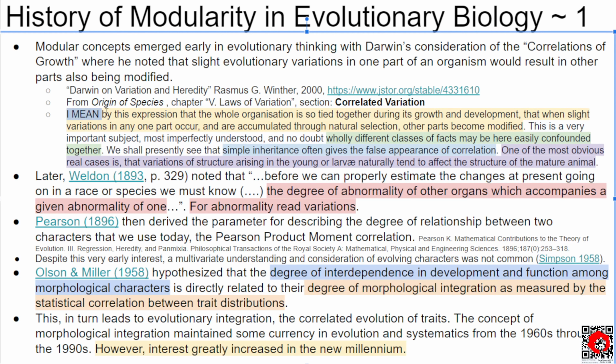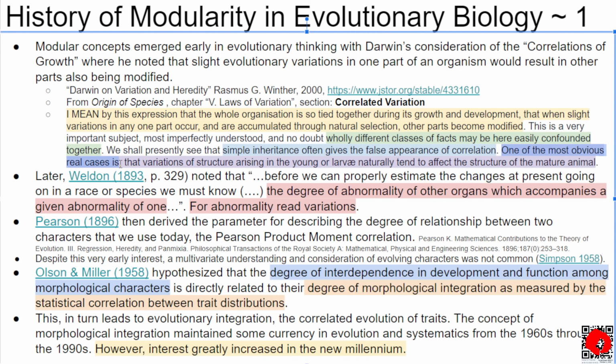And Darwin writes, I mean by this expression that the whole organization is so tied together during its growth and development that when slight variations in any one part occur and are accumulated through natural selection, other parts become modified. This is a very important subject, most imperfectly understood, and no doubt wholly different classes of facts may be here easily confounded together. We shall presently see that simple inheritance often gives the false appearance of correlation.